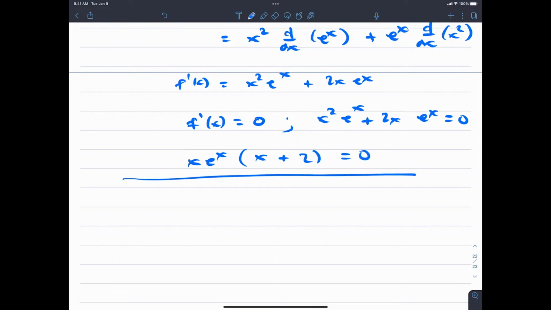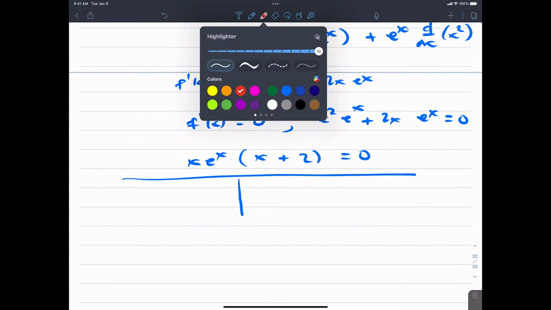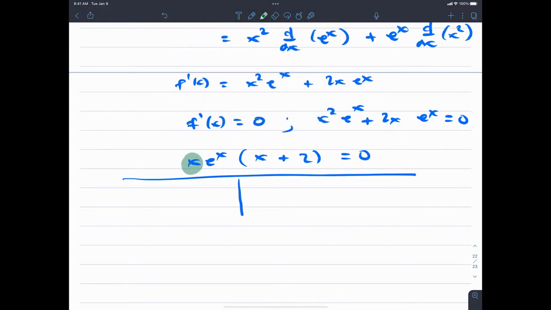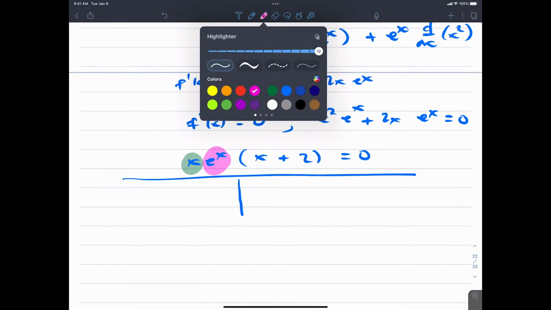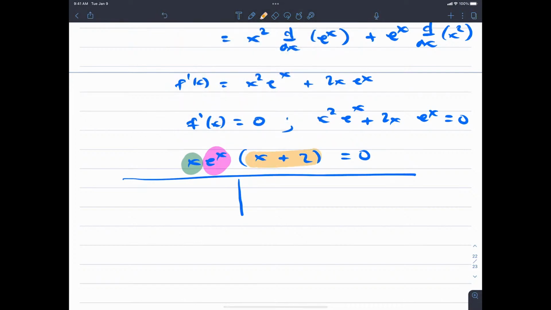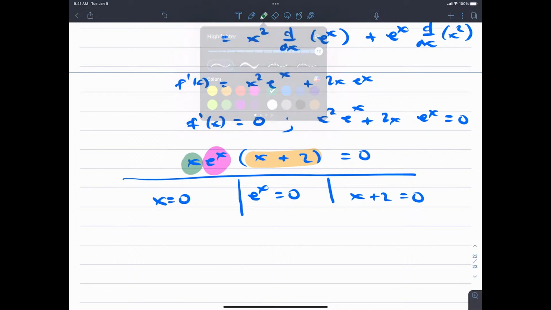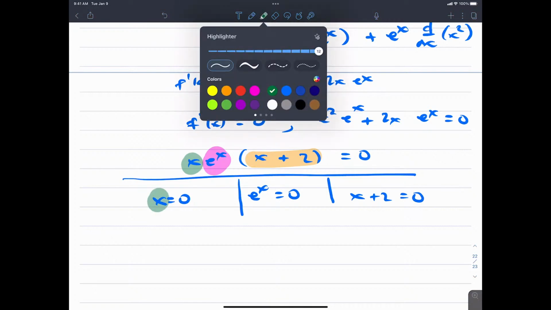Okay, 0 product rule. Actually, there's how many terms here as a product? Do you guys see it? You can say this term, and then what? This term. So it's kind of the generalization of the product rule. This means x is 0. This means e to the x is what? 0. And this means what? X plus 2 is what? 0, right? Okay, so if we see the 0 product rule in general.